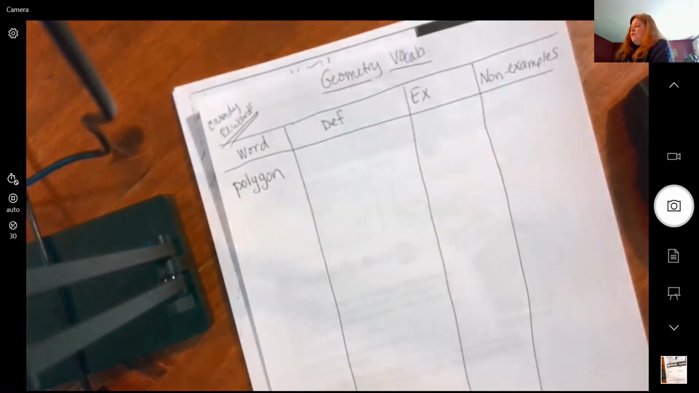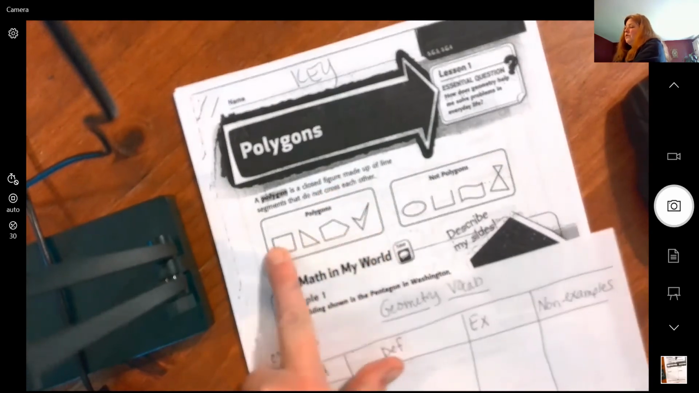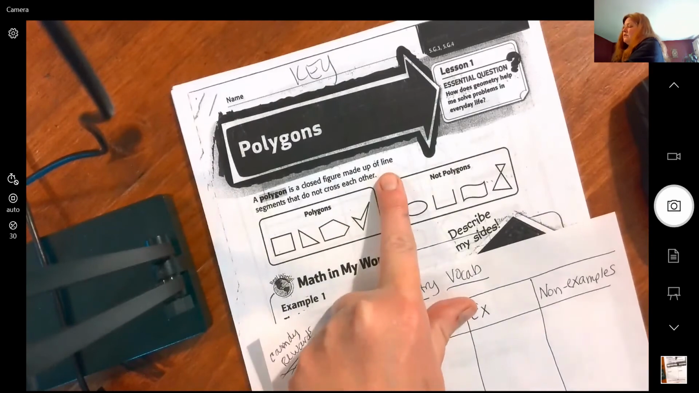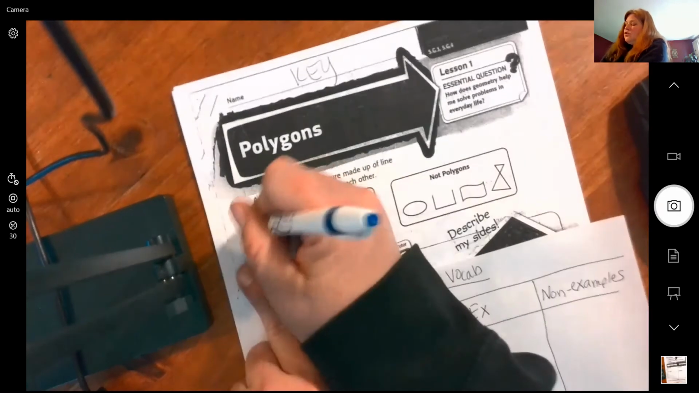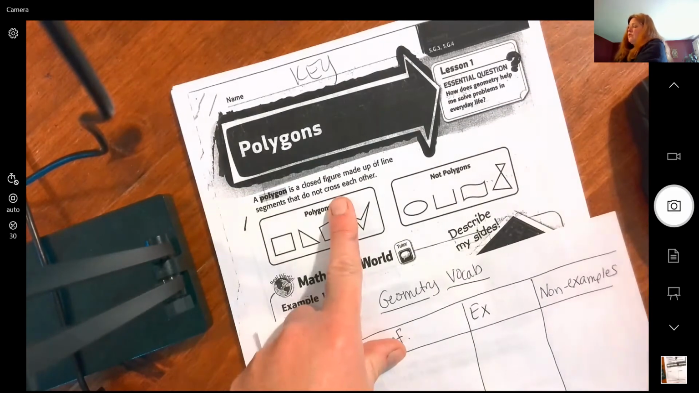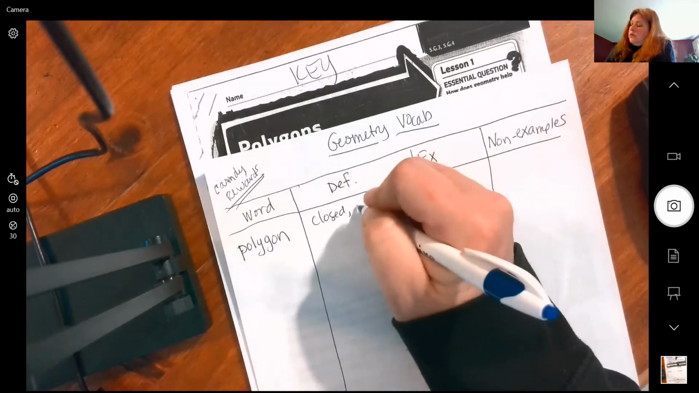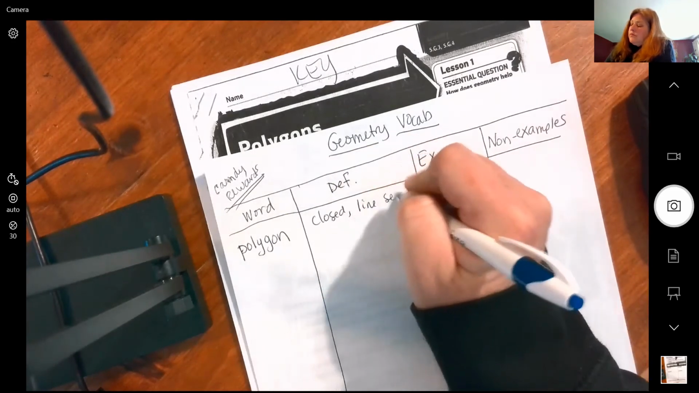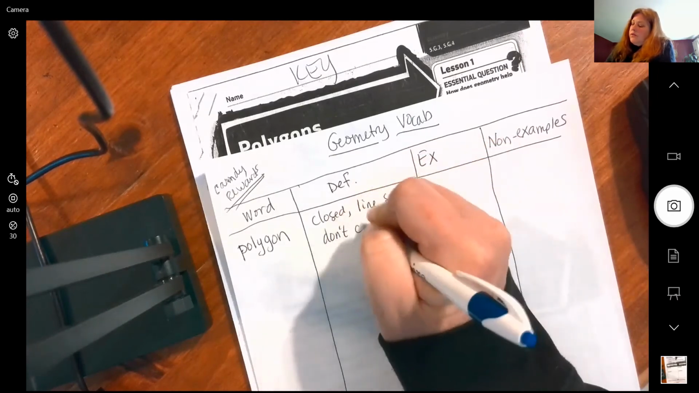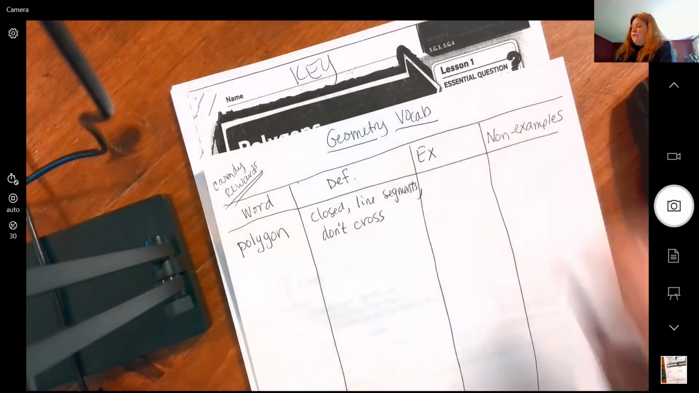And I'm just taking this from your book. A polygon is a closed figure. Closed meaning it seals up. It's made of line segments. And a line segment is just a straight bit of a line. And they don't cross each other. So closed line segments don't cross. If at any point I'm going too fast, you're just going to pause your video.